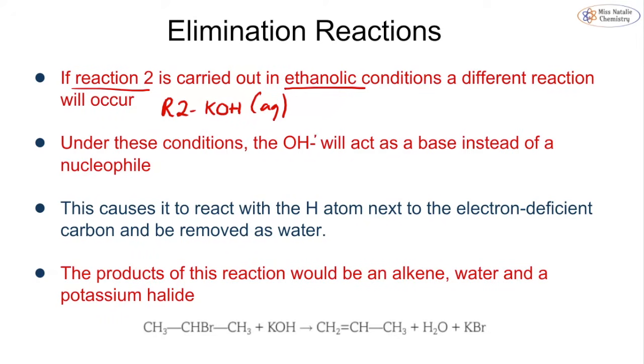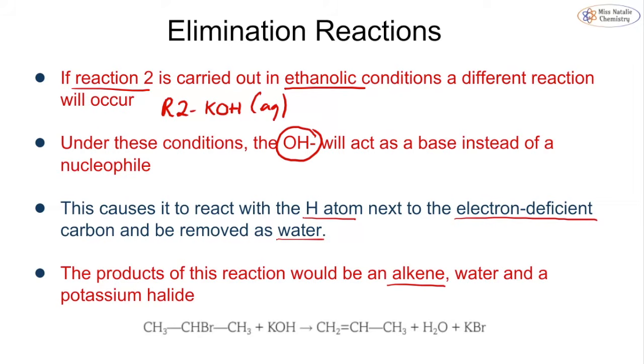Under these conditions, our OH- actually acts as a base instead of a nucleophile. And what happens is it causes the hydrogen atom next to our electron deficient carbon to be removed as water. So we're actually eliminating an atom in this particular reaction. We get water being formed and we form an alkene. So this is a way that on our organic reactions map, we can go from a halogenoalkane back to an alkene.